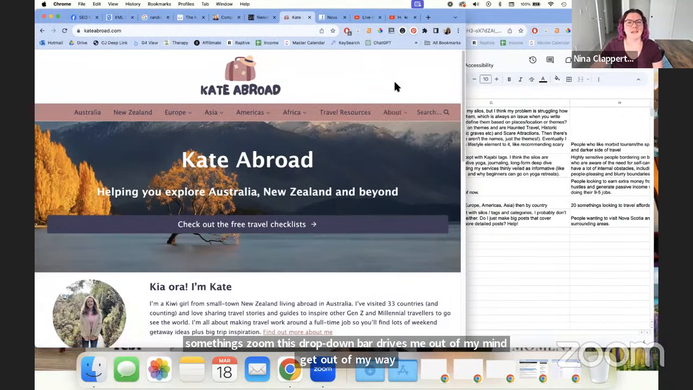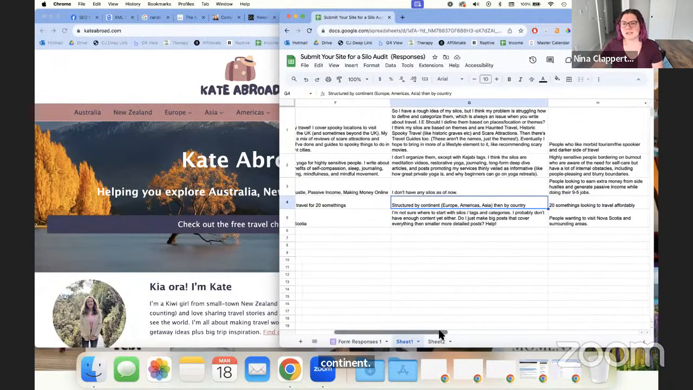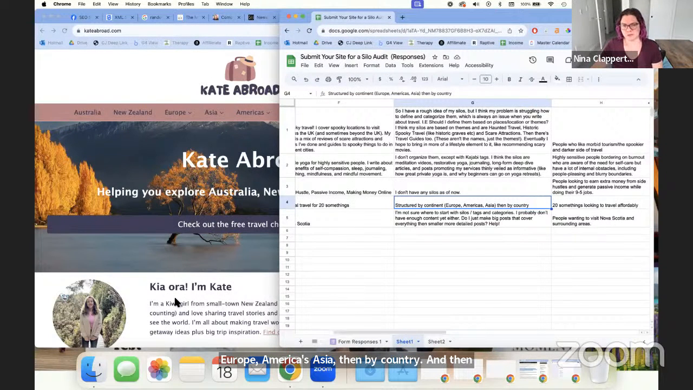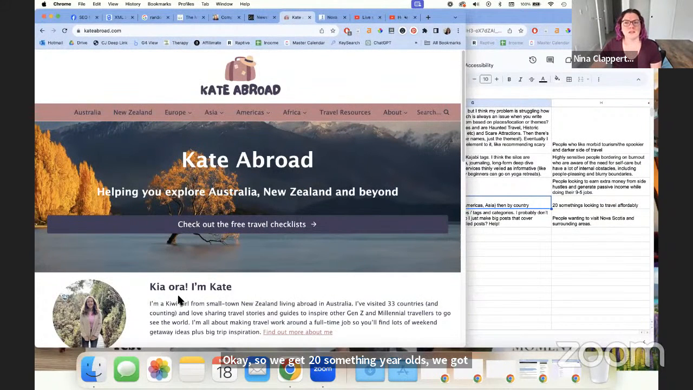There we go. Okay. So we have Kate Abroad here, which has current silos structured by continent, Europe, Americas, Asia, then by country. And the target audience are 20 somethings looking to travel affordably. So we got 20 something year olds. We got it broken out by location, and really the way that they're traveling is looking for the location, not the budget. Because if budget travel was the focus, I would want a section with budget tips or something, but that might be under travel resources. So we're going to check.